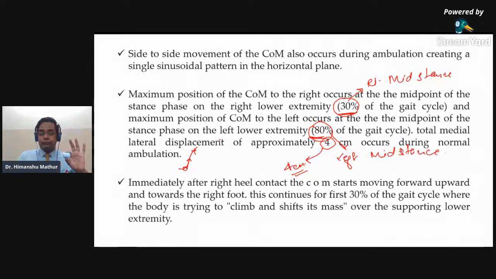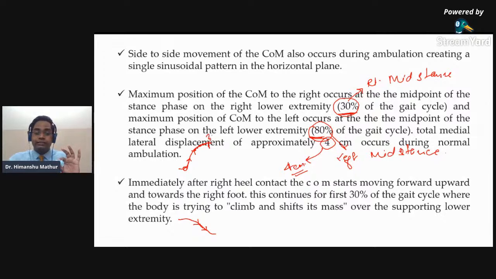Now this is the sagittal plane, and if I see it on the transverse plane, it is moving towards the right side because the right is my stance limb, so it is going to the right side. Okay. Now this continues for the first 30% of the gait cycle, where the body is trying to climb and shift its mass. और 30% पे क्या आता है? 30% पे आता है आपका mid stance. So it will continue till it reaches its peak at 30%.